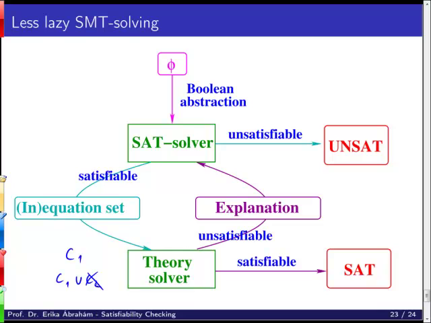So incrementality and backtracking should be supported by the theory solver. And the last requirement, which you already have seen, is generating explanations. It should not only give the answer yes or no, satisfiable or not, but if the set of constraints is not satisfiable, it should also be able to give a subset of the constraints which is already unsatisfiable. These subsets are called infeasible subsets.